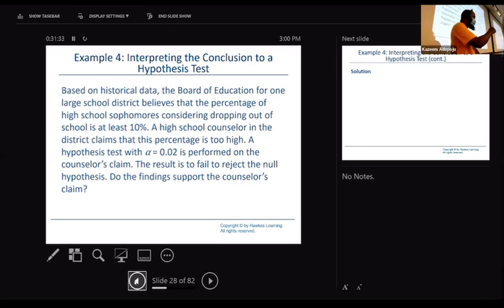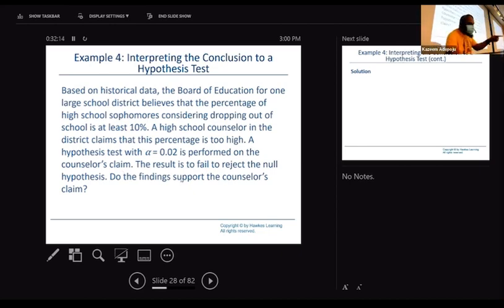Okay, because they say "at least," which is greater than or equal to, that would be on the null hypothesis. A high school counselor in the district claimed that this percentage is too high. When you say it is too high, of course, you know the claim of the counselor now is going to be that it is less, right? Now they say a hypothesis test with alpha equal to 0.02 is performed on the counselor's claim. Of course, the counselor's claim is on the alternative, and the null hypothesis is the board of directors' claim, right?